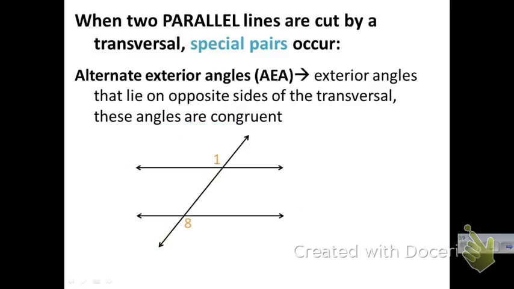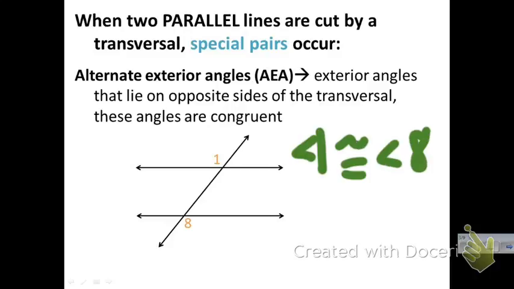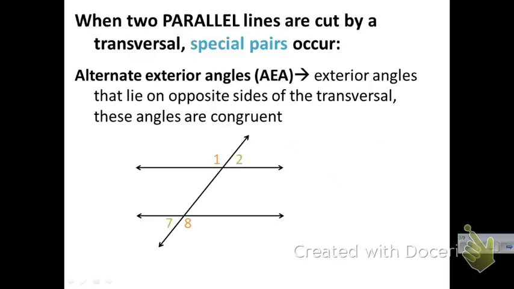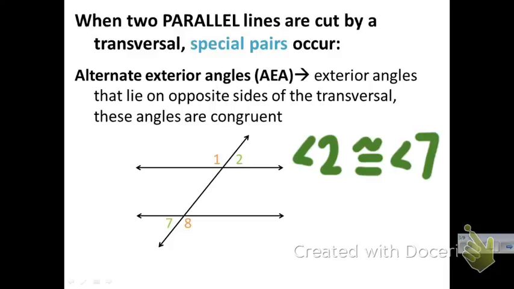So I have an example here, 1 and 8. We would say angle 1 is congruent to angle 8. And then here's our next one. Our next pair, angle 2 is also congruent to angle 7 because they are alternate exterior angles and because the lines are parallel.